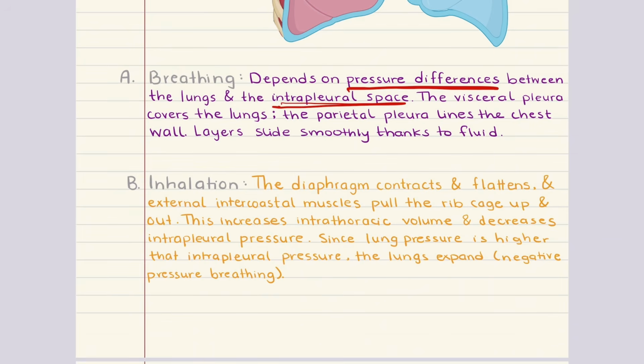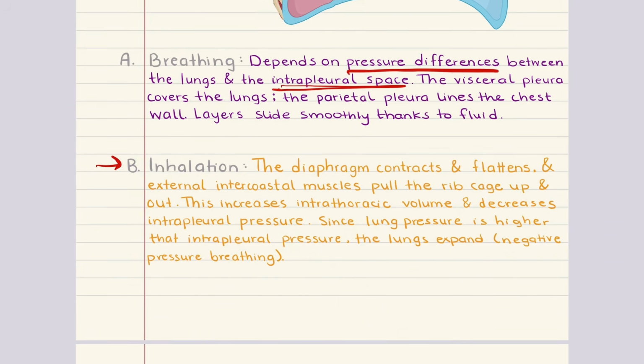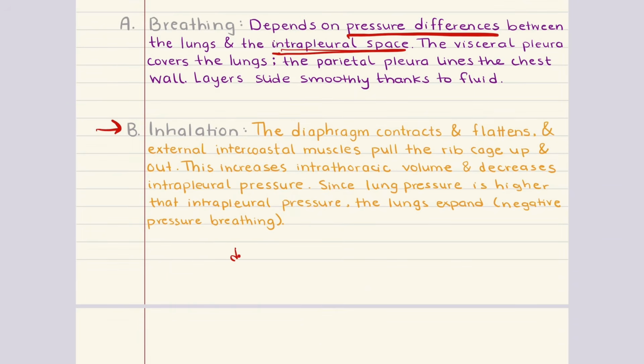Let's begin with inhalation. During inhalation, the diaphragm contracts and flattens downward. At the same time, the external intercostal muscles, the muscles between your ribs, pull the rib cage upward and outward. Those actions together increase the intrathoracic volume, meaning the space inside the chest cavity is going to expand. Now, as the volume increases, the intrapleural pressure decreases.